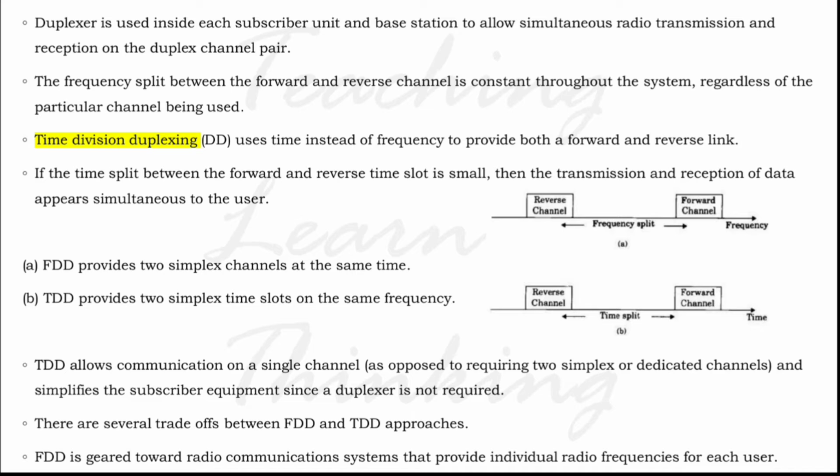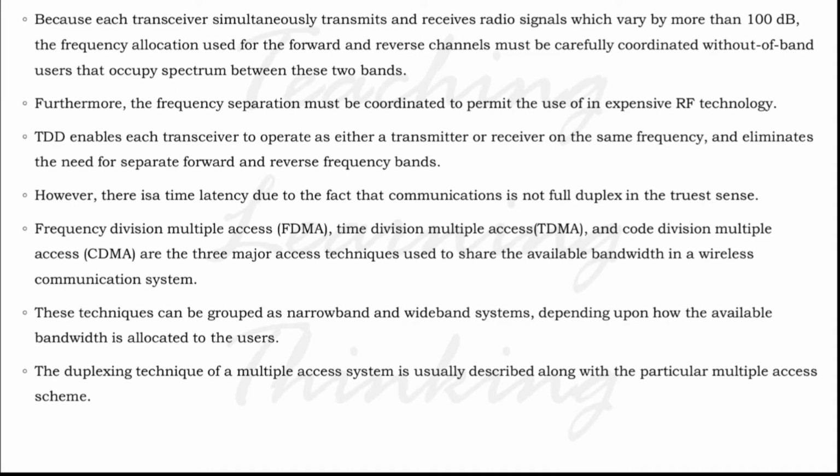There are several trade-offs between FDD and TDD approaches. FDD is geared toward radio communication systems that provide individual radio frequencies to each user, because each transceiver simultaneously transmits and receives radio signals which may vary by more than 100 dB. The frequency allocation used for the forward and reverse channels must be carefully coordinated with the other band users, and the frequency separation must be coordinated to permit the use of inexpensive RF technology.